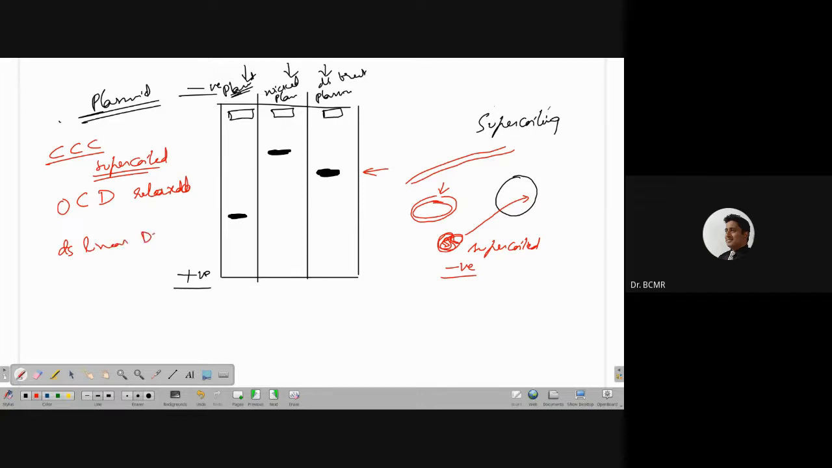I would want you to have a look at these. All of these are of the same size, right? Molecular size wise, they're all the same. What is differing is their conformation. Based on the way they are organized within themselves, their mobility through the pores will be different.